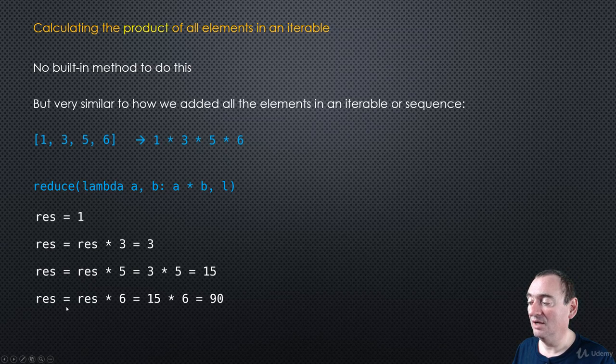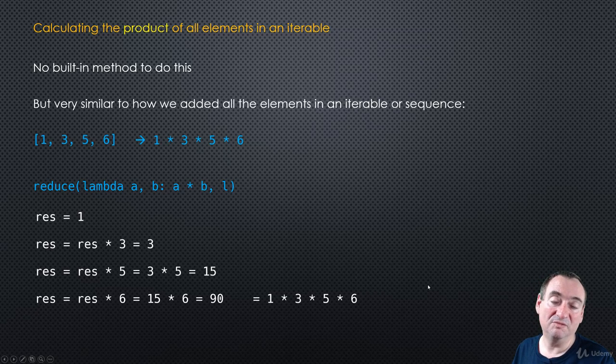And once more, our next result is going to be the previous result times 6, the last element in the sequence. So we have 15 times 6, which is 90. And so we end up with the product of 1, 3, 5, and 6. So that's how you might find the product of elements in an iterable.